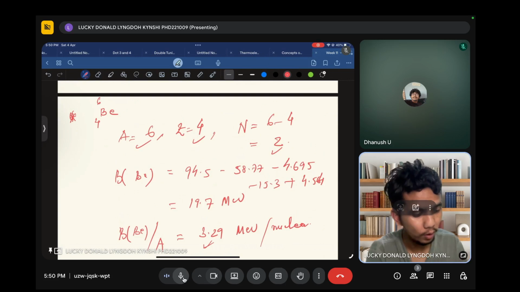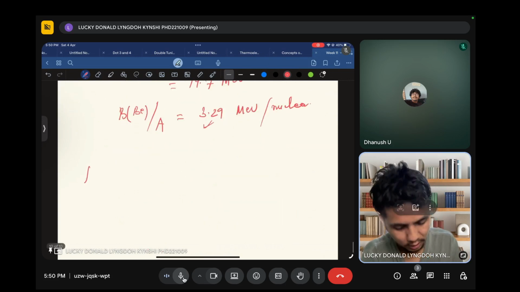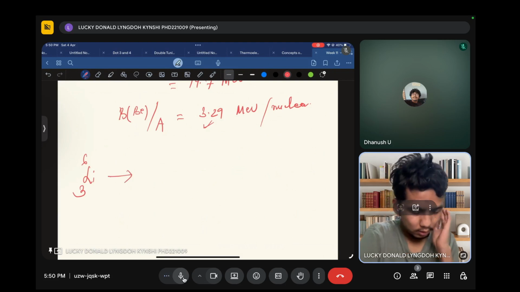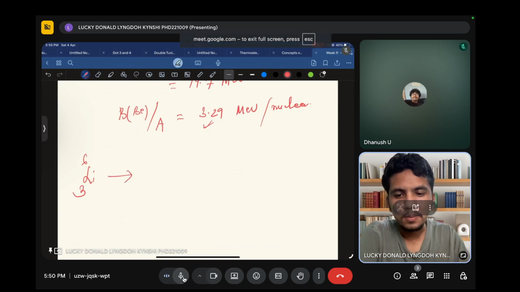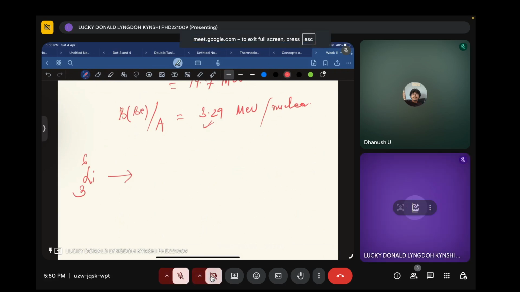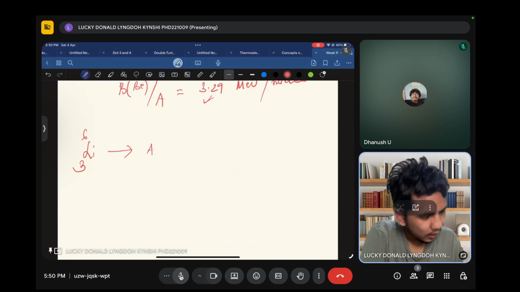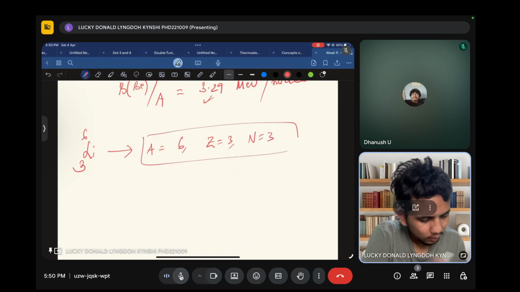But there is another nucleus which you have to find out, lithium, according to your question. So lithium 3,6. This is also given to you. So in this case, what is happening? Yeah, so for your lithium 3,6, what is A? A equals 6, Z equals 3, and N equals 3. Again, A is 6, Z equals 3, N is equal to 3.